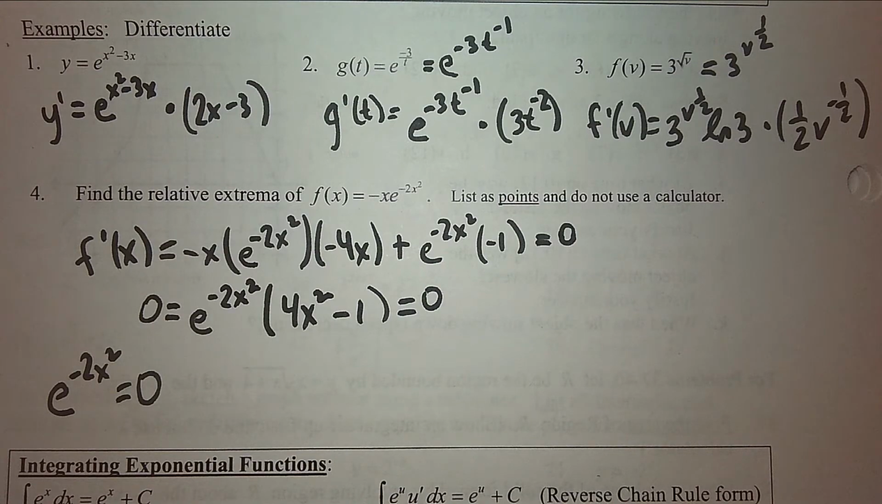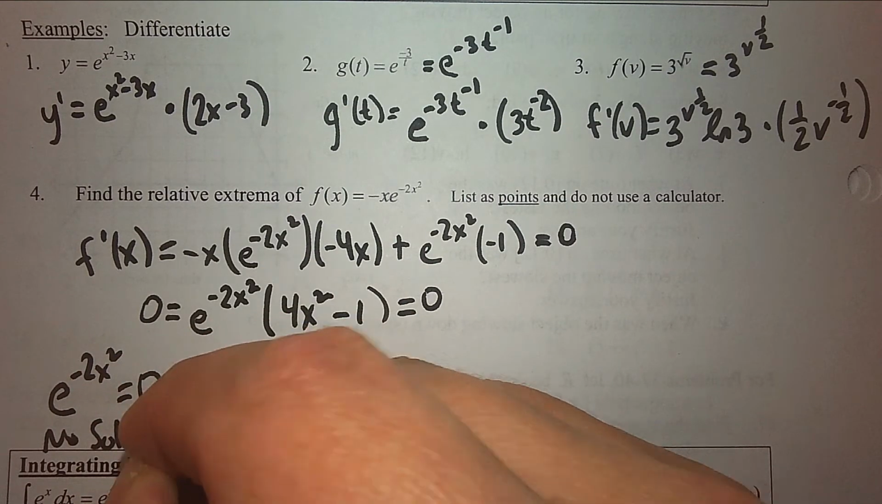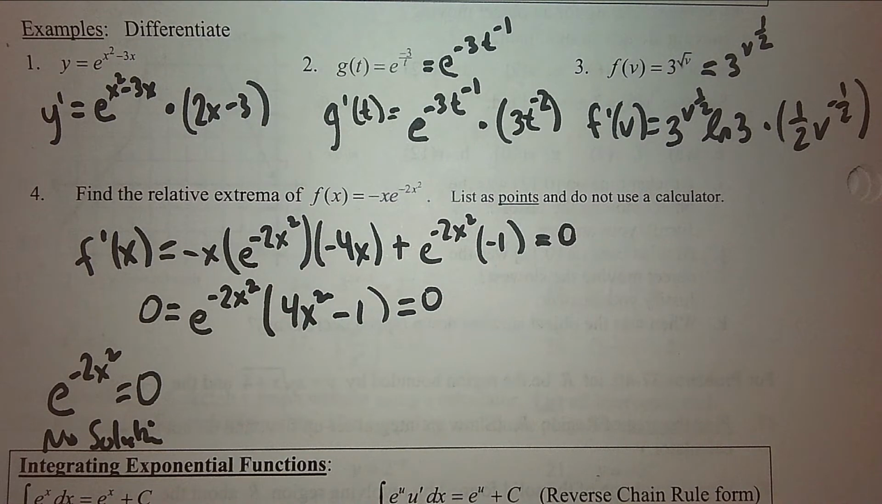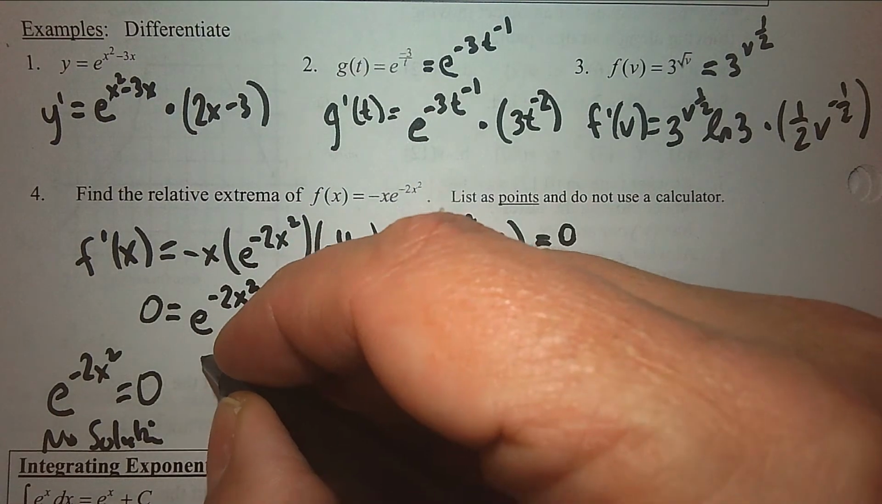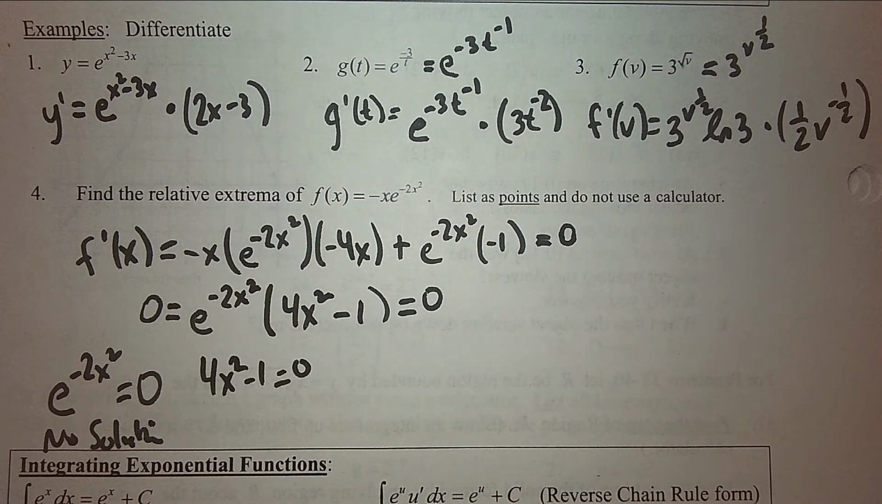So that means this one has no solution, right? Just no solution. It's not undefined. There's just no solution for x there. What's the other factor? Can you solve that? Solve it, and then tell me what two answers you get for x.